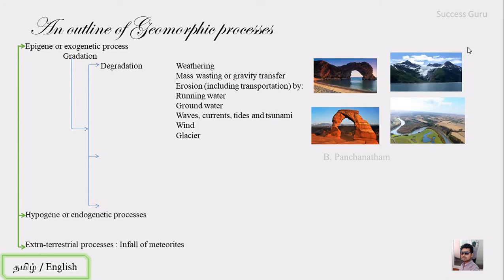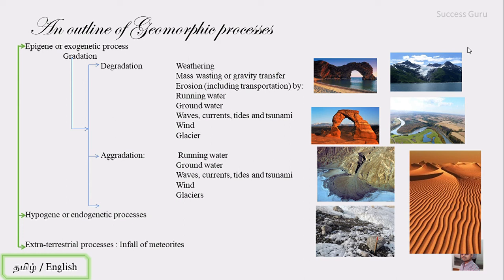These are some of the images which show the degradation effect, and you can see the erosional features formed by river, wind, glacier, wave, etc. The next one is aggradation, in which deposition or the formation of landform takes place. That will be due to running water or groundwater or even waves, currents, tides and tsunamis, wind and glacier. Here are some images which show the aggradation of landform, where dunes are deposited by the wind, and sediments are deposited by the river, and there are glacial sediments, right?